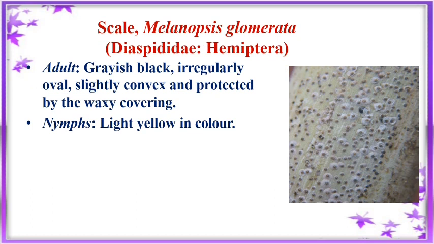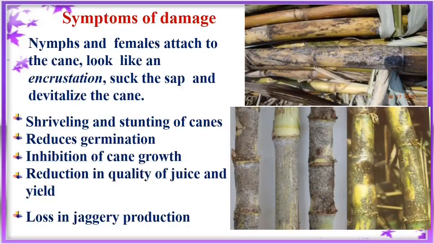Then the next one is the scale insect, Melanaspis glomerata, and it is also a sucking pest. Hence the nymphs, adults and eggs are the different life stages, and the damaging stages are the nymphs and adults. Both nymphs and adults, especially female adults, attach to the canes like an incrustation, suck the sap and devitalize the canes. As a result of feeding, shriveling and stunting of the canes, reduced germination, inhibition of cane growth, reduction in the quality of the juice and the yield, and loss in jaggery production are the different symptoms of damage produced due to the feeding of scale insects.